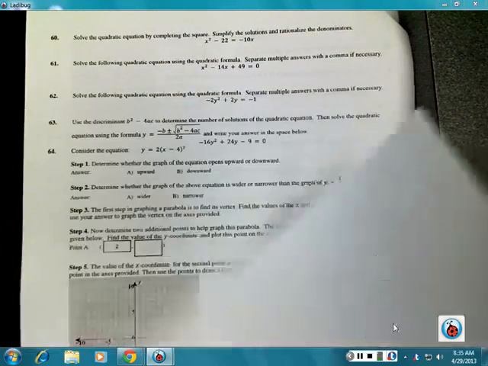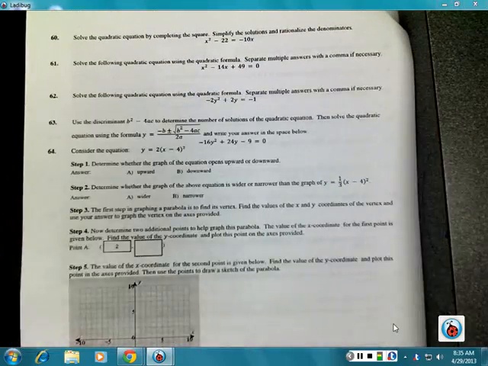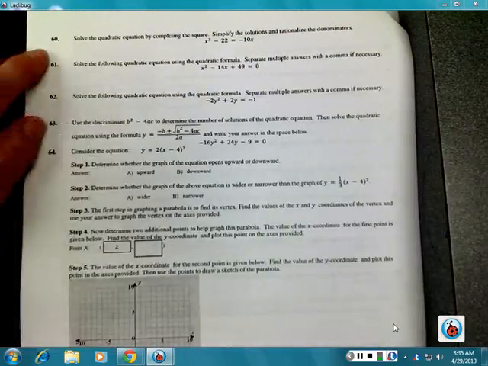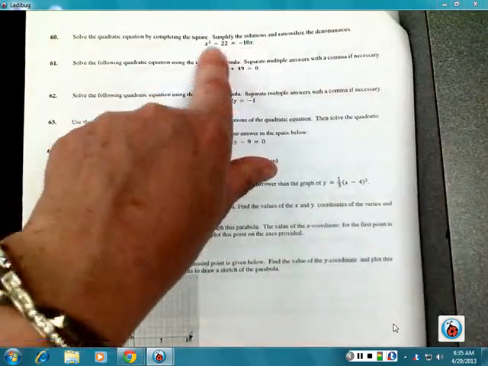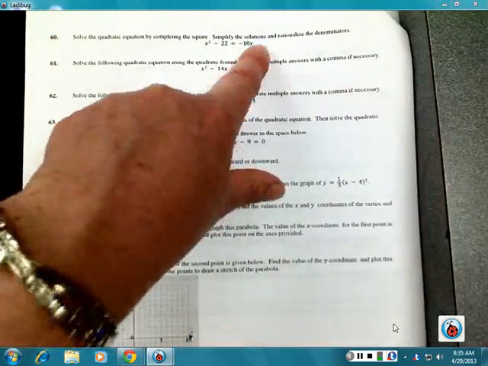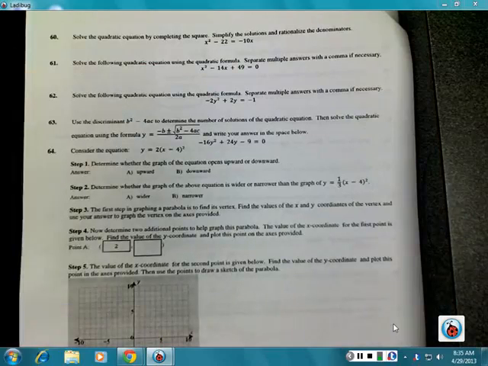Okay, 60. 60 says solve the quadratic equation by completing the square. So that's another completing the square. We have to do some reversing in here. You need to move the 10x over and move the 22 to the opposite side, but I think you're good there. 61 says solve the following quadratic equation using the quadratic formula.